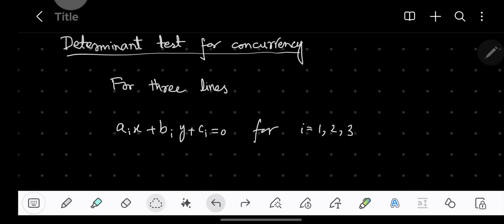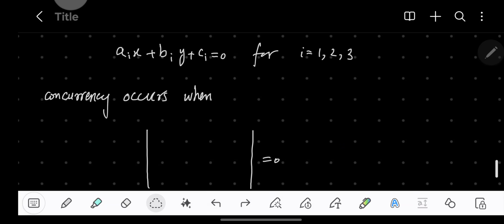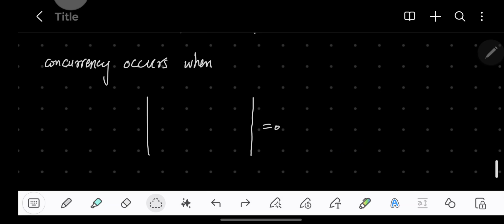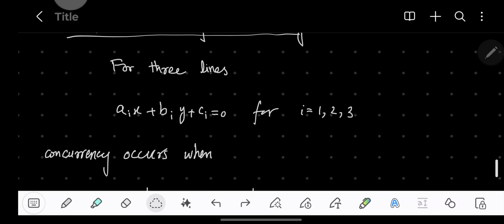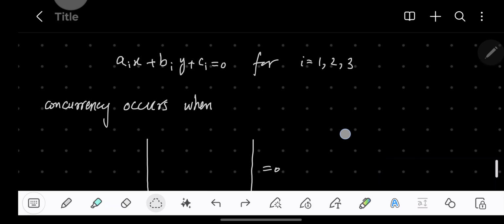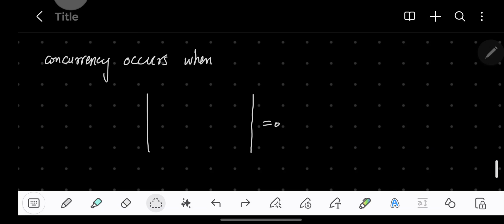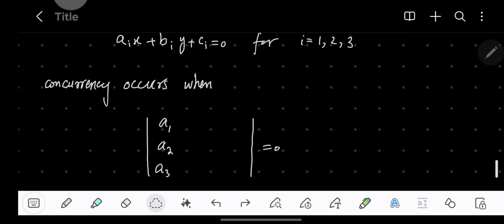Similarly, for i equal to 3, so I will write i is equal to 1, 2, 3. So we have three different equations. If you have three different equations, then the concurrency occurs when the determinant of the coefficients is 0. So the first column is the first coefficient a1, a2, a3, the coefficient of x for all of the equations.